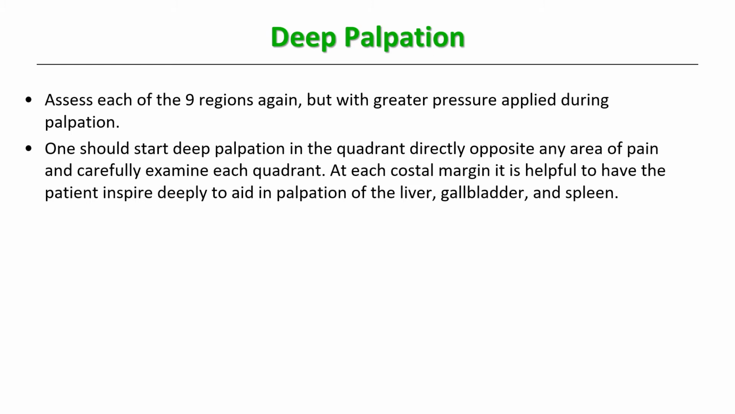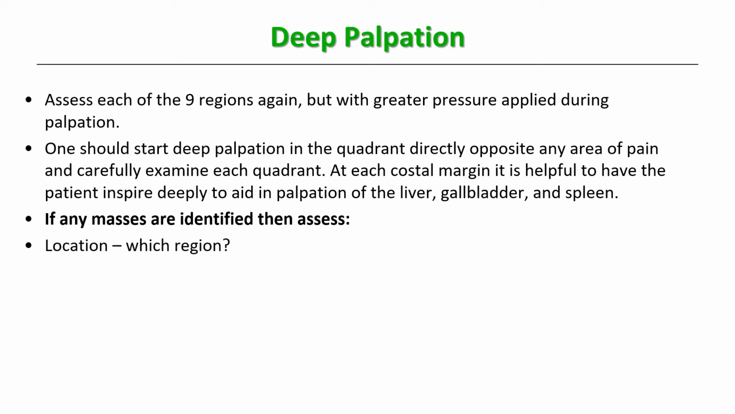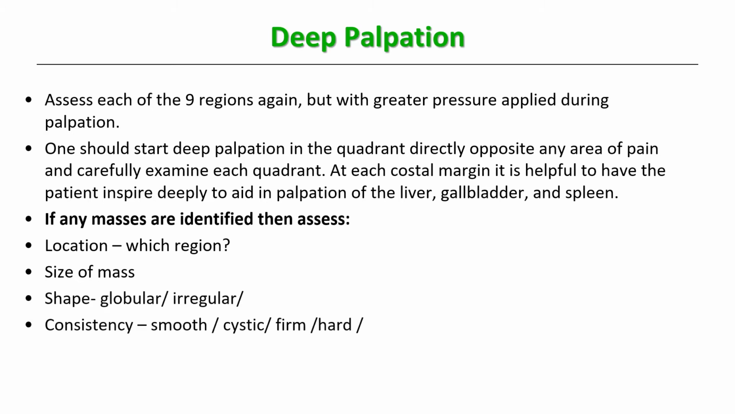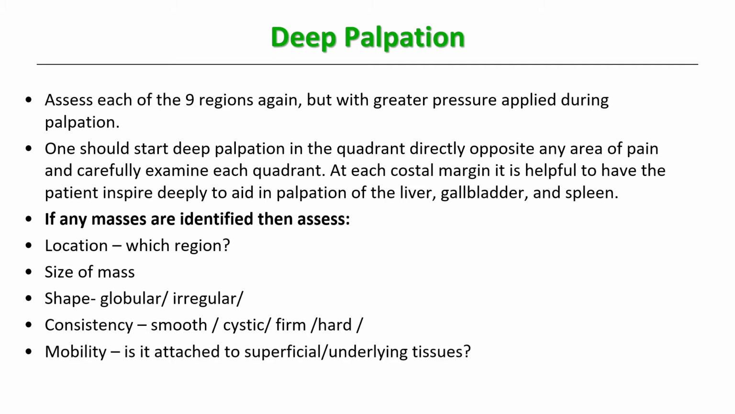At each costal margin, it is helpful to have the patient inspire deeply to aid in palpation of liver, gallbladder and spleen in case they are enlarged. If you are able to palpate any masses, then try to assess their location, which region they are located, their approximate size and shape, consistency, smooth, soft, firm, cystic, hard, irregular, mobility, is it attached to any underlying tissue with restricted mobility or is it superficial and easily mobile, and any pulsatility. A pulsatile mass suggests an underlying vascular etiology.